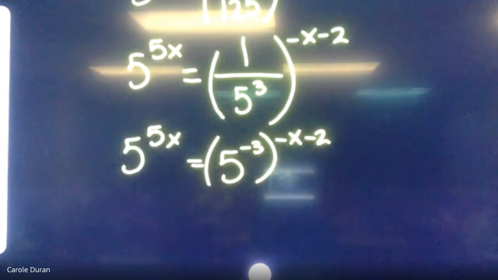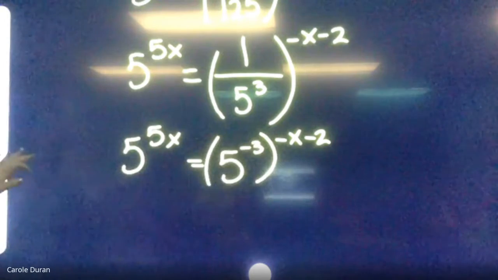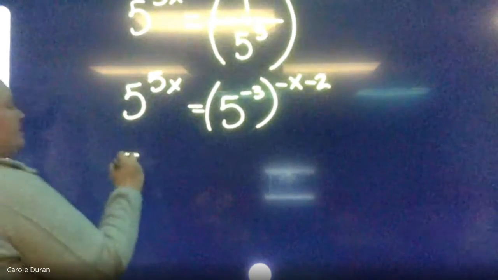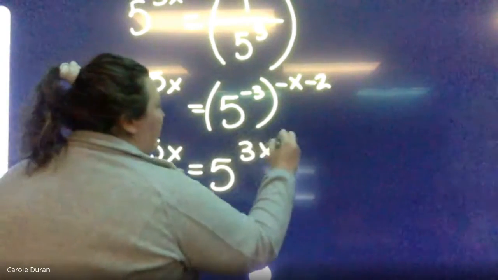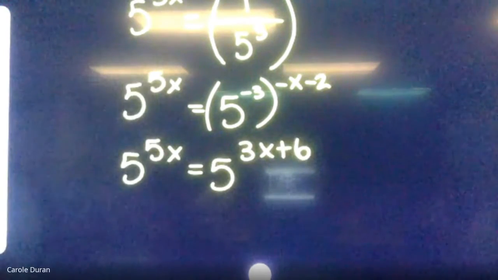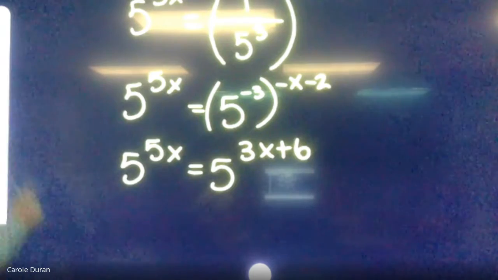And now it's going to work just like all the previous problems that we have done. When I raise an exponent to an exponent, I multiply them together. So this becomes 5 to the 5x equals 5 to the 3x plus 6. My base 5s are going to cancel, and I'm going to have 5x equals 3x plus 6, and I can solve for x that way.